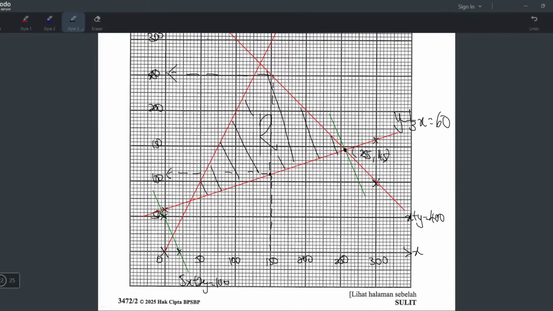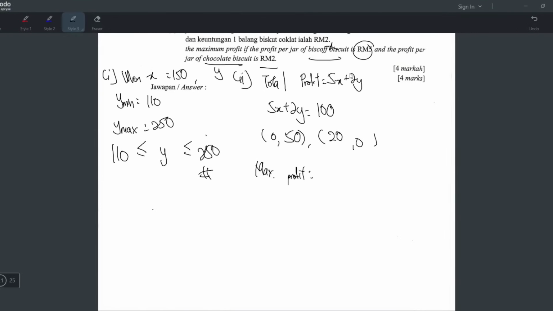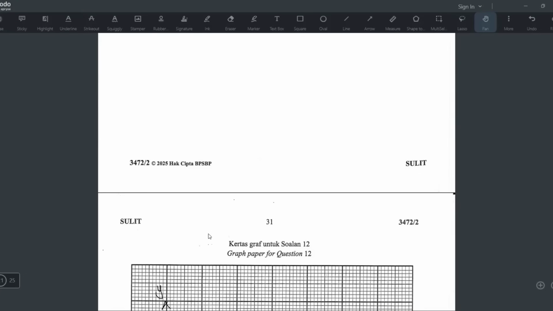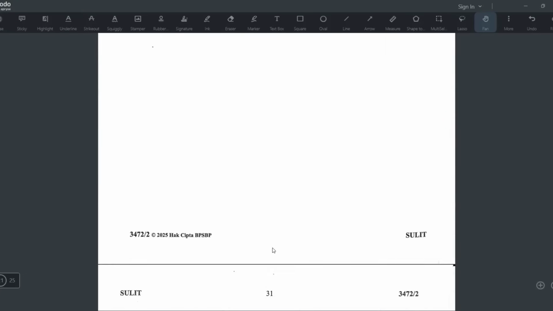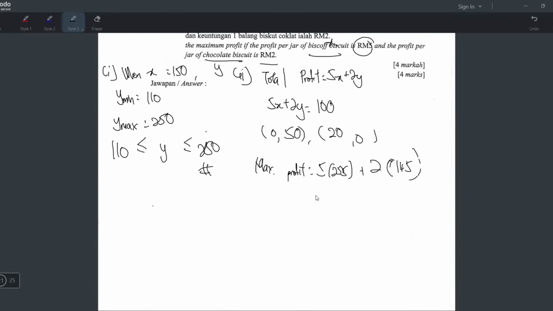Okay, now I will use this coordinate 255, 145, sub inside to find the maximum profit. So it will be 5 bracket plus 2y. Wait, let me double check. 255, 145. Oh my God, wrong, wrong. So it should be 255, 145. Okay, let me use my calculator and see what I get from here. So it will automatically come out in RM, right? Okay, 5 times 255 plus 2 times 145. So I got 1565. So that would be the maximum profit lah.